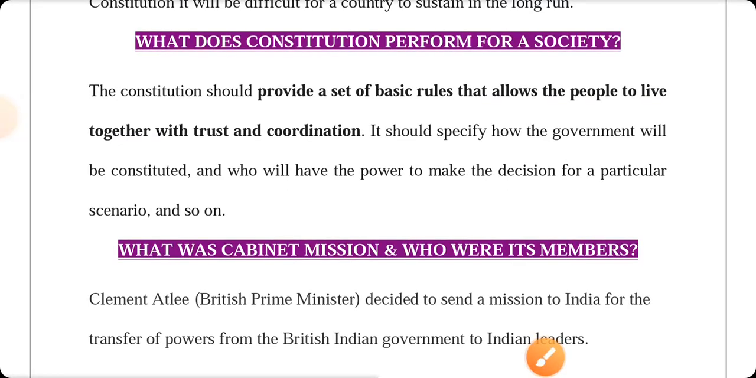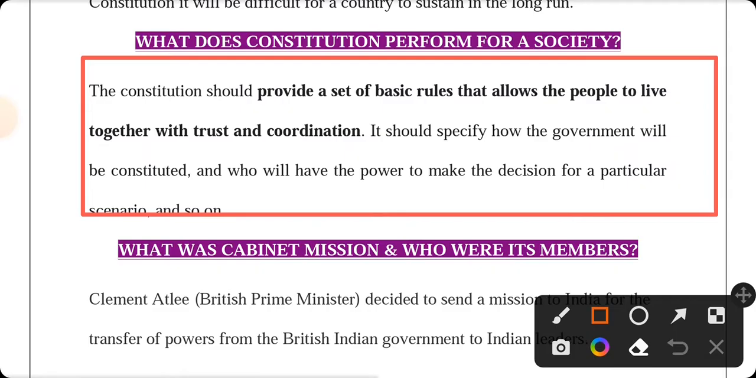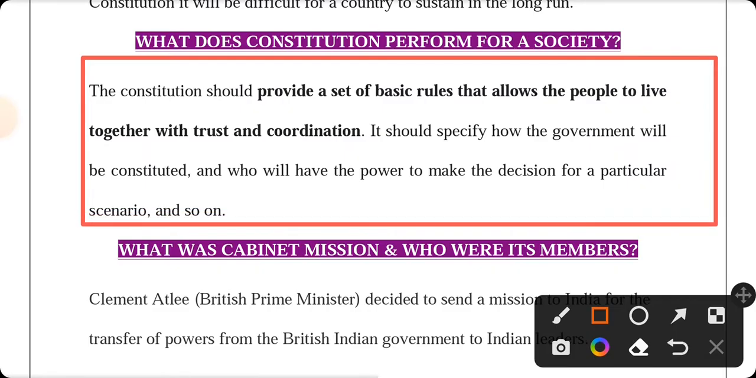What does the Constitution perform for the society? Right? As I had already told you, it provides a set of basic rules that allows the people to live together with trust and coordination. It should specify how the government will be run and who will have the power to make the decision in a particular scenario and so on.